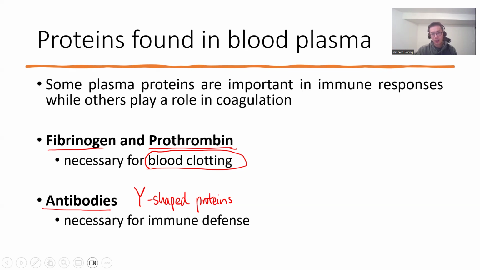Okay. So again, the purpose of this slide is just to show you that there are different types of plasma protein. Some will play a role in helping you stop bleeding. Some will help you fight off things that are not supposed to be in your body. Any questions so far?